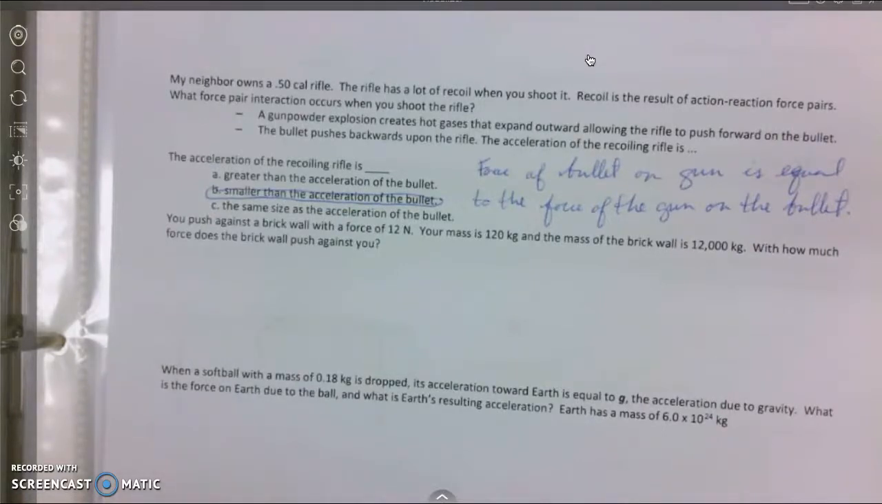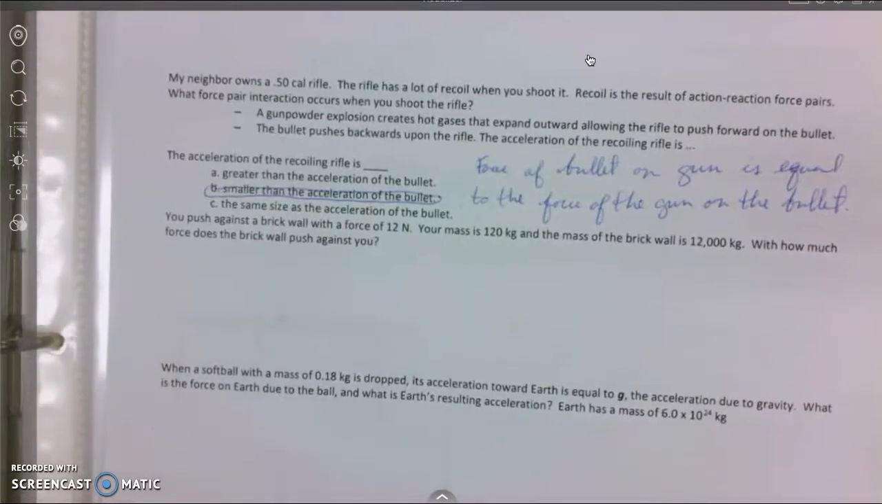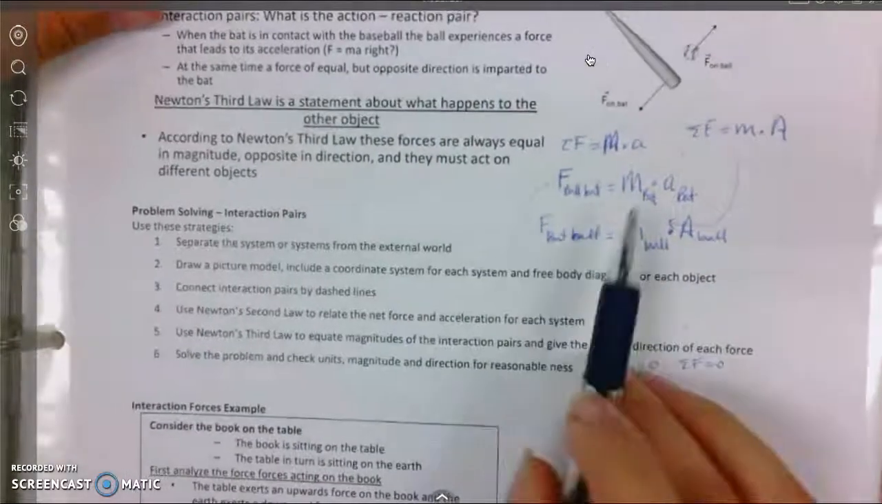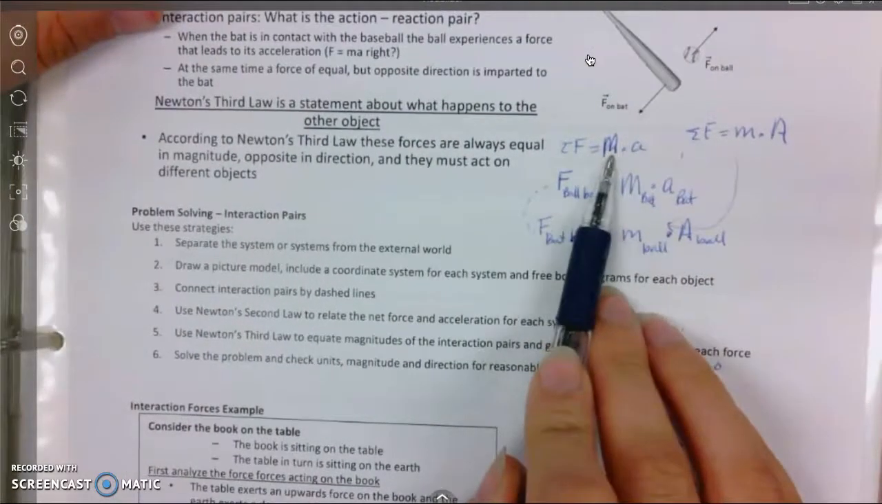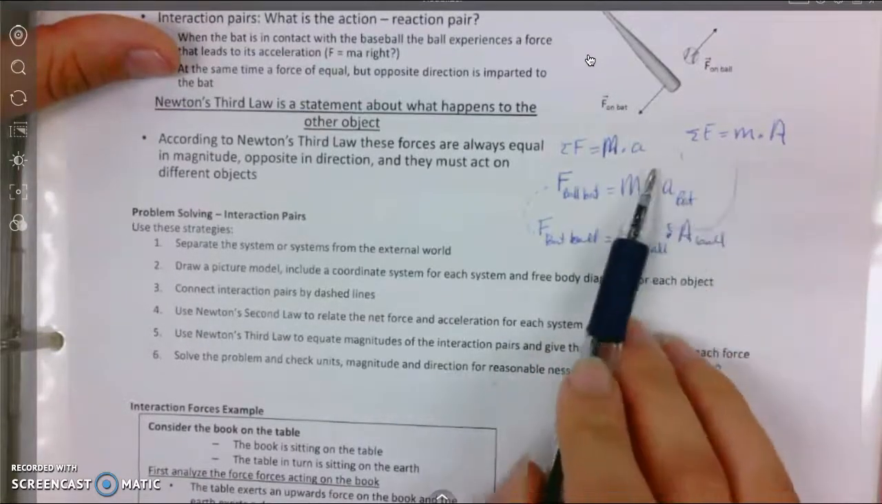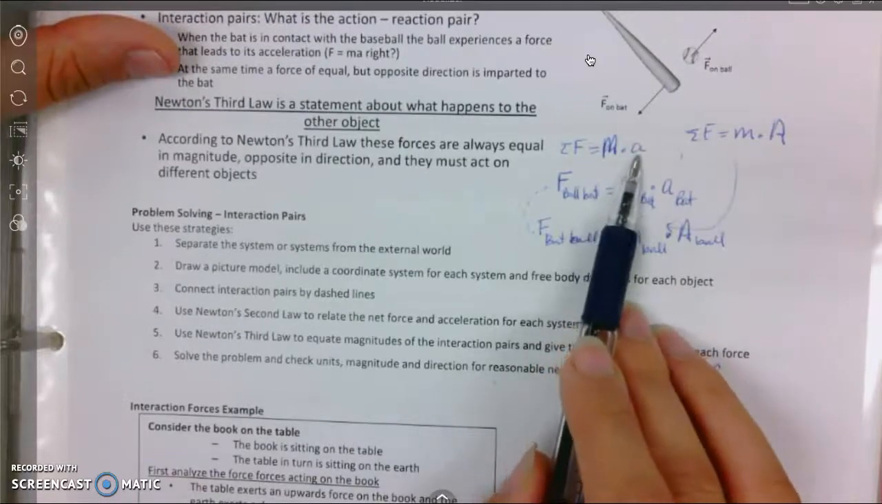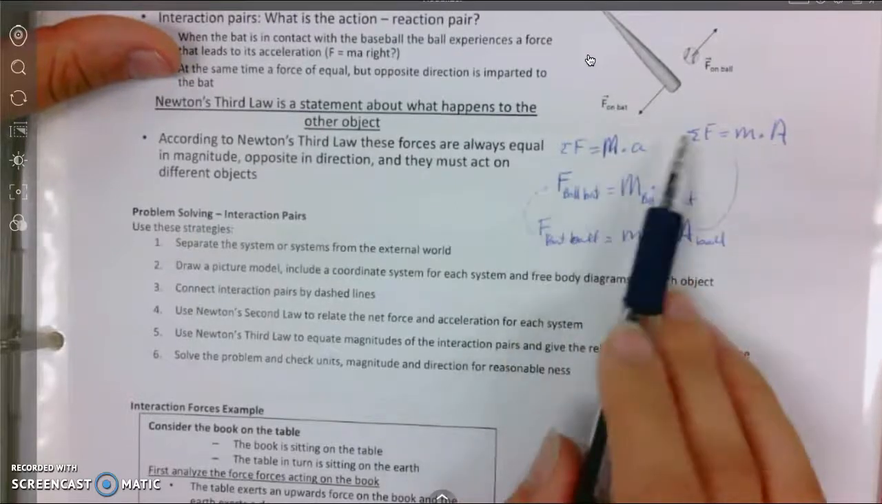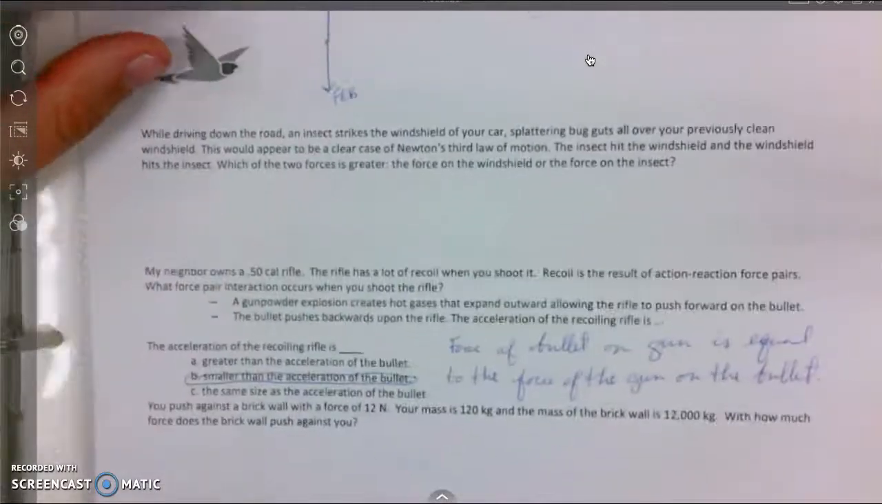But we also recognize that the acceleration of that bullet is far greater than the acceleration of the gun, right? Just a reminder on that. The mass of the gun is far greater than the mass of the bullet, and because of that, the gun experiences way less acceleration and the bullet experiences way more acceleration, even though those forces are the same. They're equal and opposite in direction. Okay, so that's what's happening there.